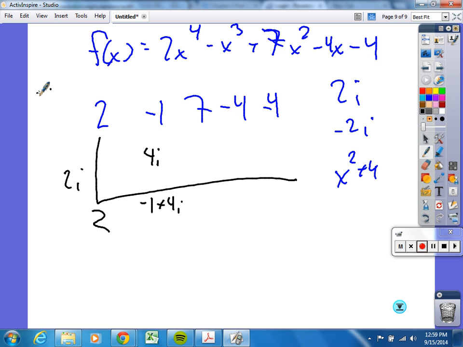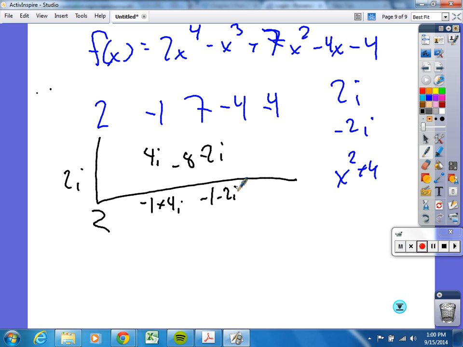Anyway, onward. Okay, then we multiply again, correct? Yeah. 2i times negative 1, negative 2i. 2i times 4i, 8i squared, which is negative 8. So 7 minus 8 is negative 1 minus 2i. If I lost you, please let me help you. Okay, let's go over the process again. I'm going to go step by step, see if you can catch up.